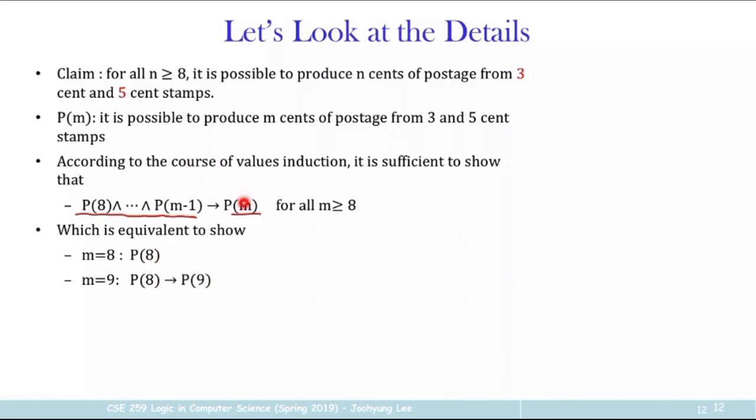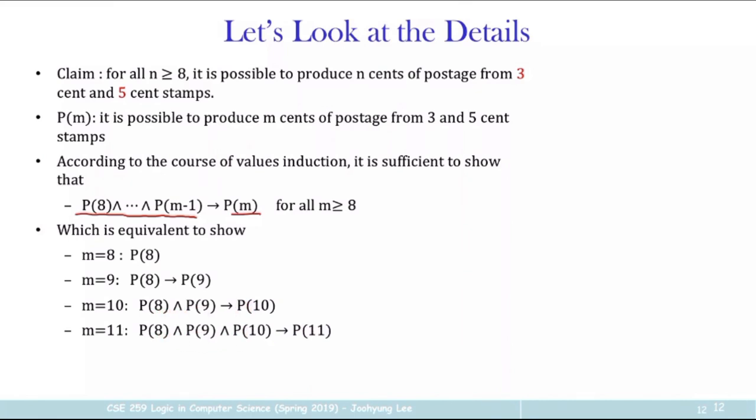When m equals 9, okay, 8, so this induction hypothesis goes from 8 to m minus 1. So m minus 1 is 8. So you can use one induction hypothesis when m equals 9. When m equals 10, you can assume starting from 8 up to 1 less than 10. So you can assume these two induction hypotheses. When m equals 11, you can use P of 8, 9, 10 can be created. When m equals 12, you can assume that 8 cent or 9 cent or 10 cent or 11 cent stamps can be made. Good.